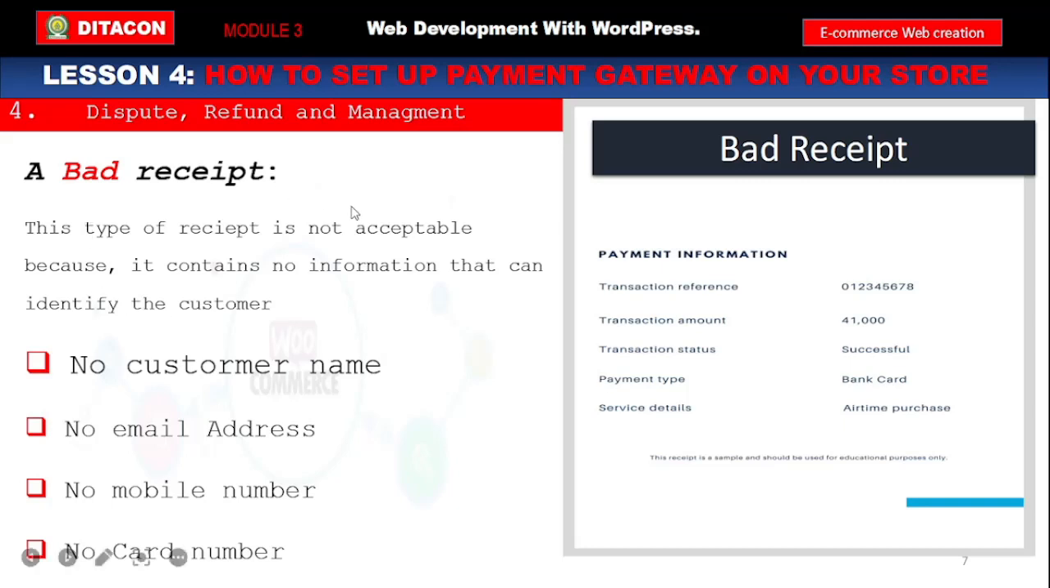But why is it being called a bad receipt? This type of receipt is not acceptable because it contains no information that can identify the customer. So how are you proving to your inquirer that the person requesting a refund is the one you are referring to here? His name is not there, his email address is not there, mobile number is not there, the number of the ATM card he used is not there. So it is bad and it is not acceptable and untenable in any law court.